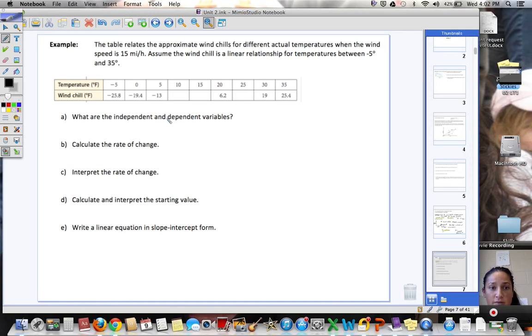So the first thing is, what are my independent and what are my dependent variables? Here's a hint. Normally when you're given a table, it's given to you as x, y. So if we think about this, which one can stand on its own? To me, temperature is always going to stand on its own, but the wind chill is what changes. So my independent is going to be my temperature. My dependent is going to be my wind chill.